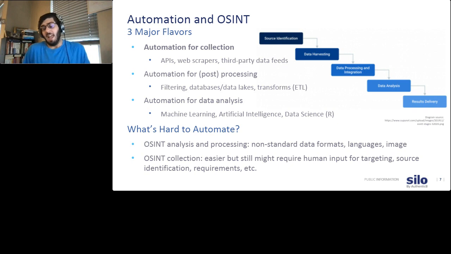There are many areas of collection in the open source that are harder than others. I like to think about how collection of videos can be very difficult depending on who's hosting those videos. Some level of human intervention might be needed for targeting or source identification. But once you have a majority of these things defined, automation can easily take over the day-to-day work.